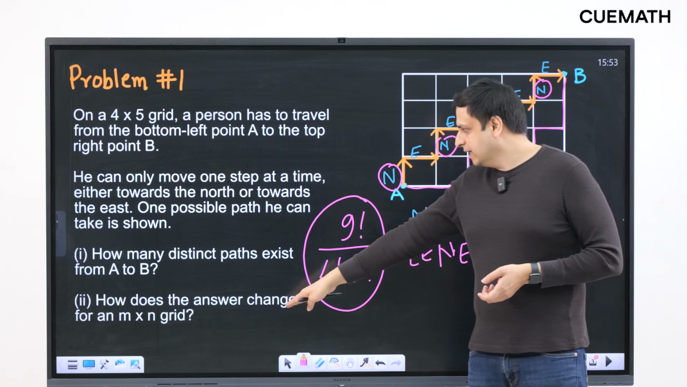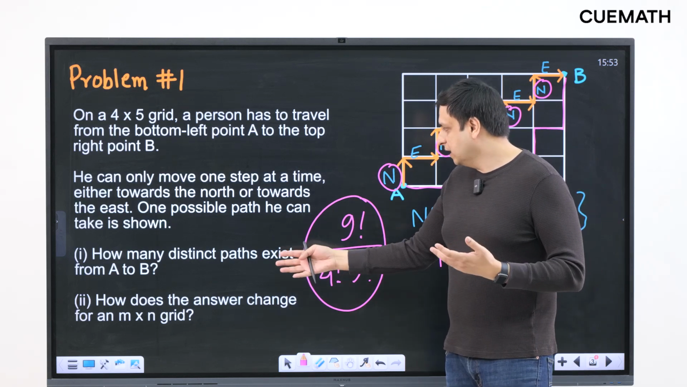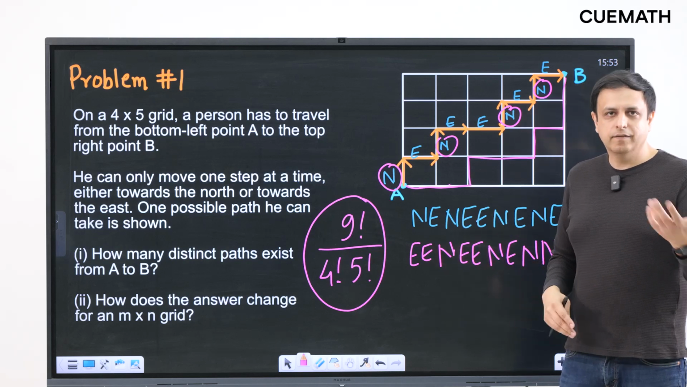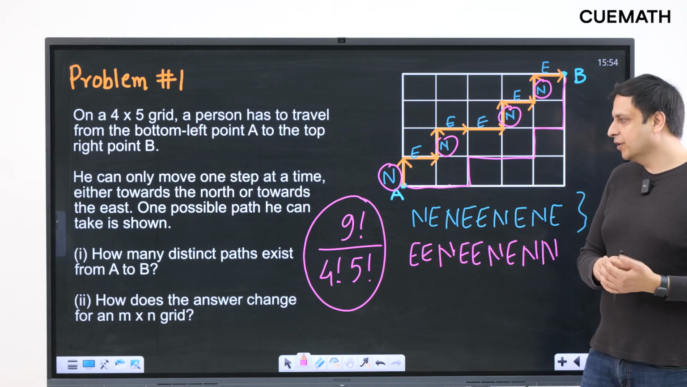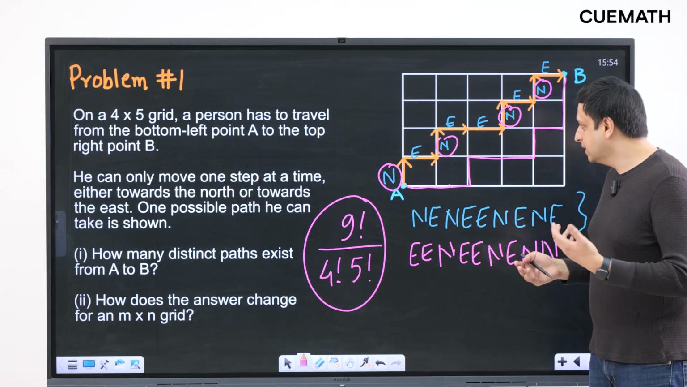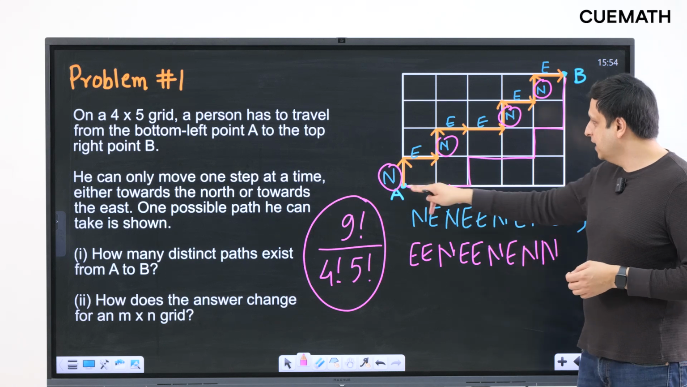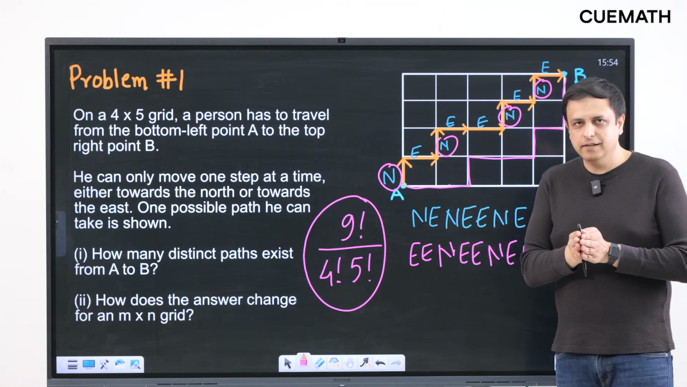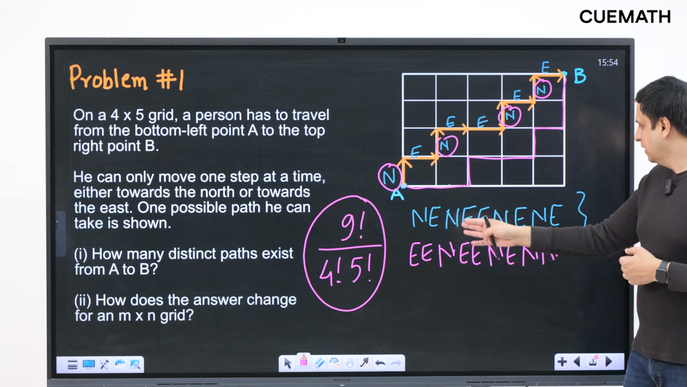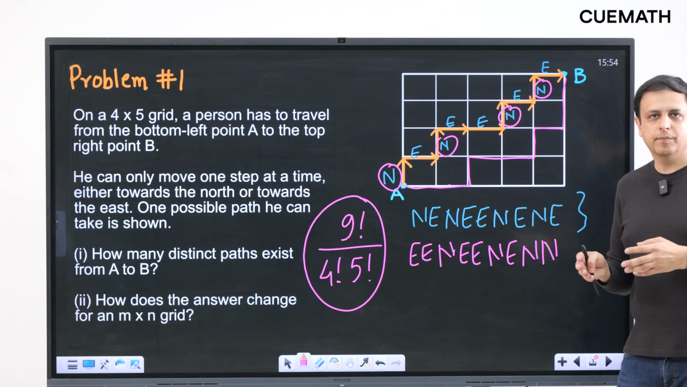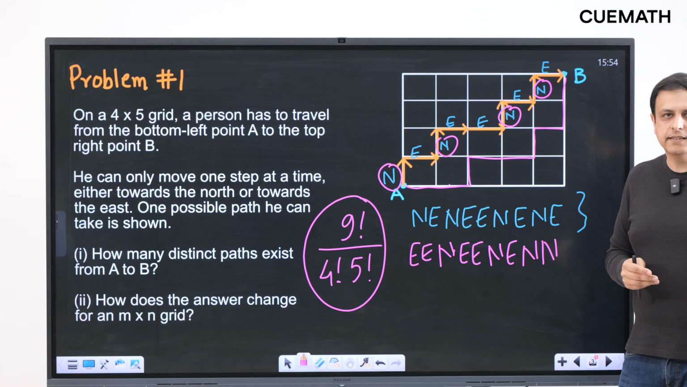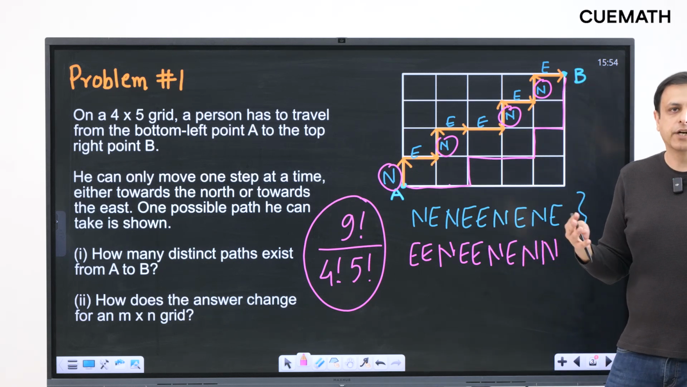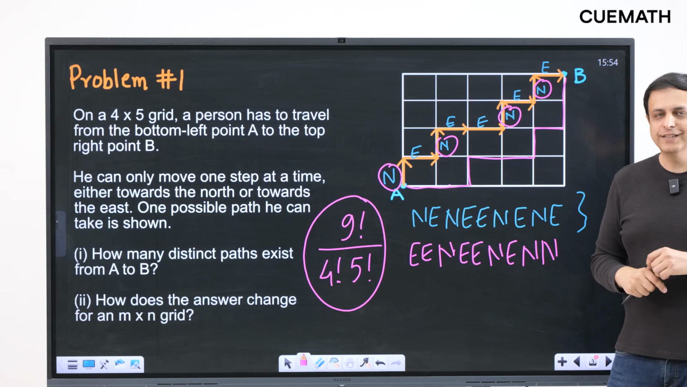Now the generalization is very easy. We have to generalize this to an m cross n grid. I will not solve it fully. I will leave this to you as an exercise, and I want you to share the answer in the comments. But the idea is the same. In an m cross n grid, every path can be described as a sequence of letters with some n's and some e's. You have to think about how many n's, how many e's, what is the total length of the string, and therefore how many permutations there will be, and that will give you the number of paths.